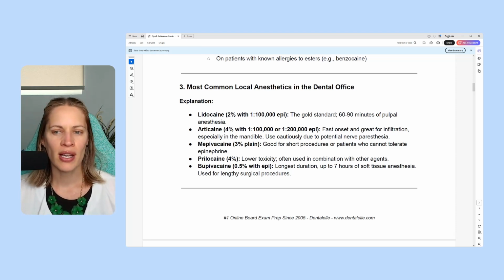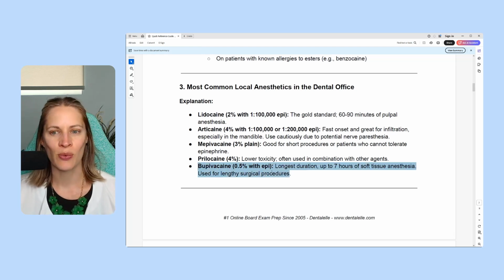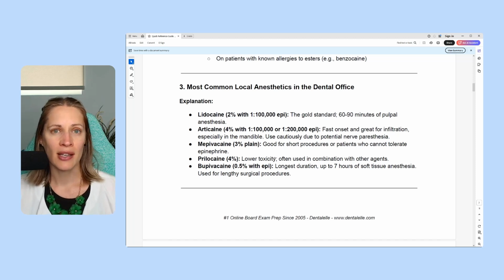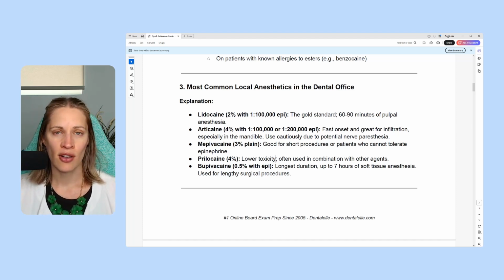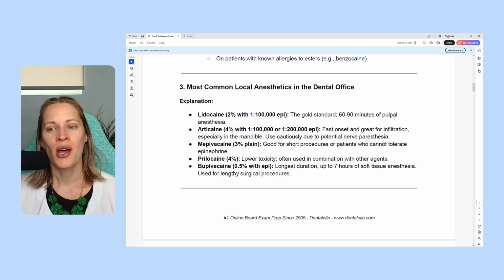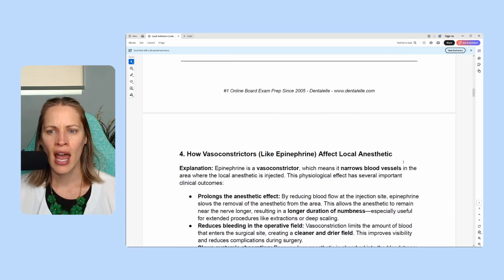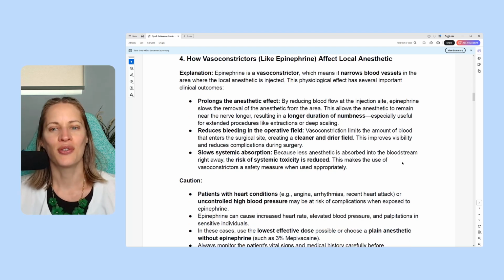But there are certain ones that are going to last the longest. So this is good to know as well. So typically, the ones that last the longest do have epinephrine in them because epinephrine in itself is meant to make the anesthetic last longer. And epinephrine is also a vasoconstrictor, stopping bleeding at the site. But don't worry, we talk more about that later too. So, moving on here, how vasoconstrictors like epinephrine affect local anesthetics.